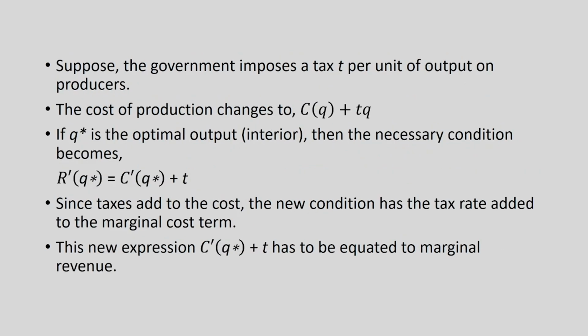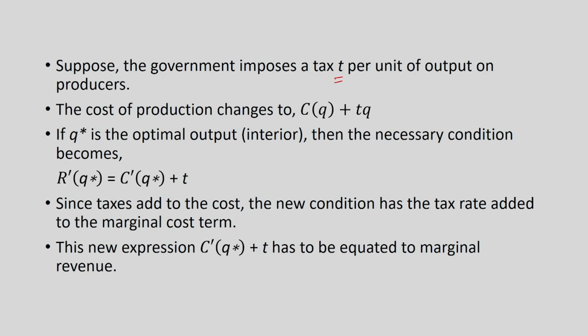Now, let us introduce government tax in this scenario. Suppose the government imposes a tax of small t per unit of output on the producers. So, if the producers produce q units of output, then for 1 unit of output they have to pay small t to the government.